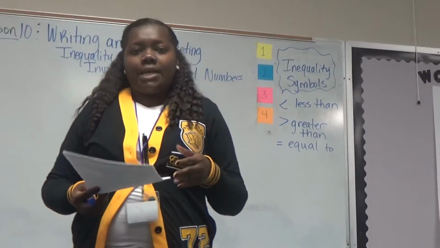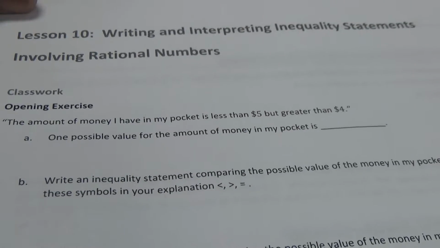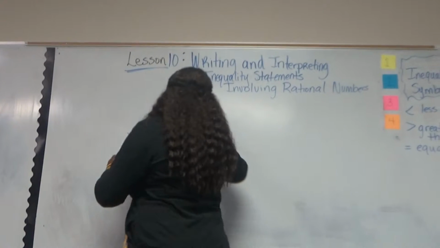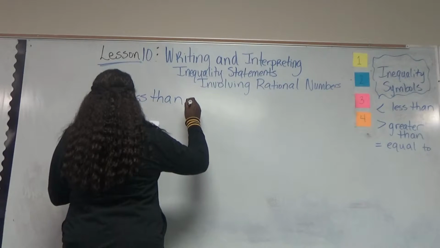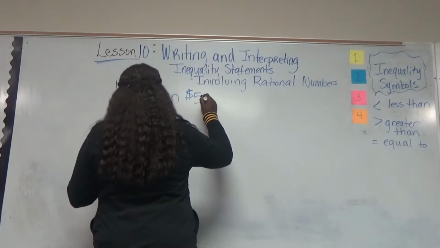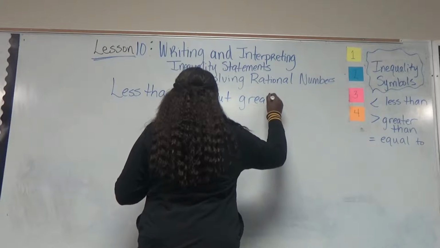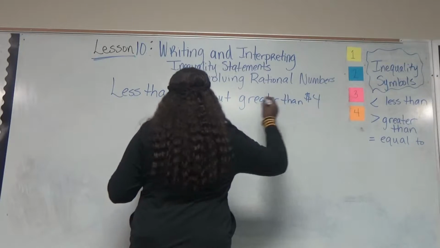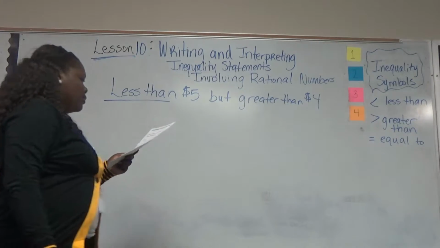So let's look at our opening exercise. The first part says, the amount of money I have in my pocket is less than $5, and it is greater than $4. Less than is a keyword and greater than is a keyword. So less than $5 is our keyword here, and greater than $4 is our other keyword here.